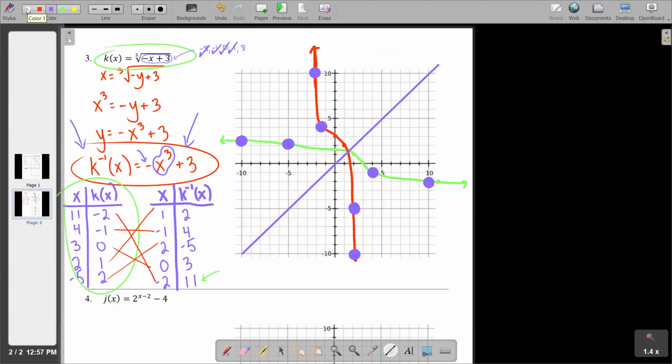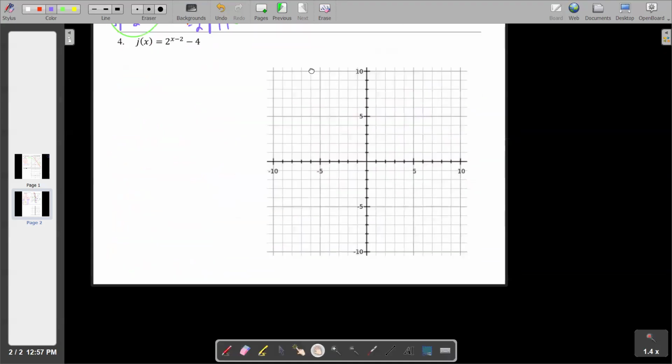Let's do this last one, number 4, and then we'll save. Do you want to do 2 or 4? 4 is fine. Let's do 4. And then we'll come back to 2 on Monday.